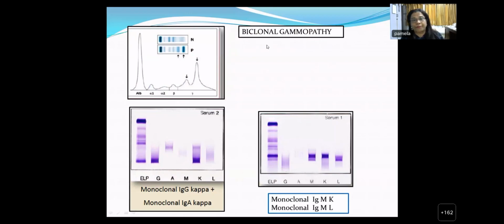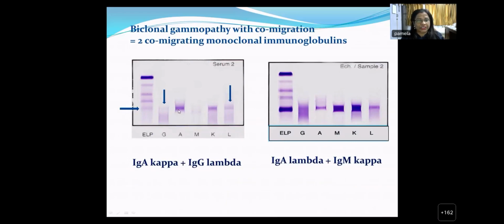Some more patterns of biclonal. Biclonal gammopathy will have two bands. As seen in this pattern, there are two narrow dense bands giving you two sharp peaks. On an IFE, it is seen as IgG kappa and IgA kappa. Another pattern shows IgM kappa, IgM lambda. So there are various combinations. Here you have IgA kappa, and you have IgG lambda.